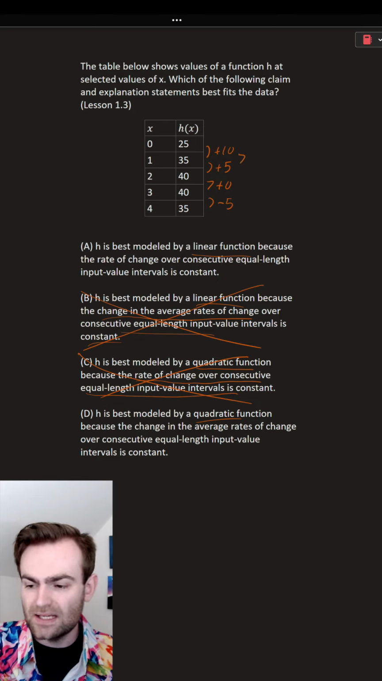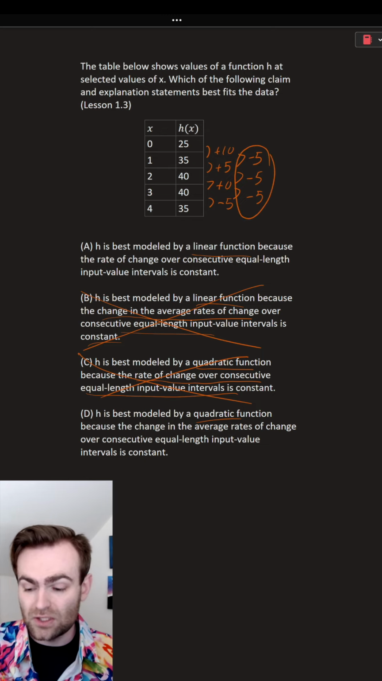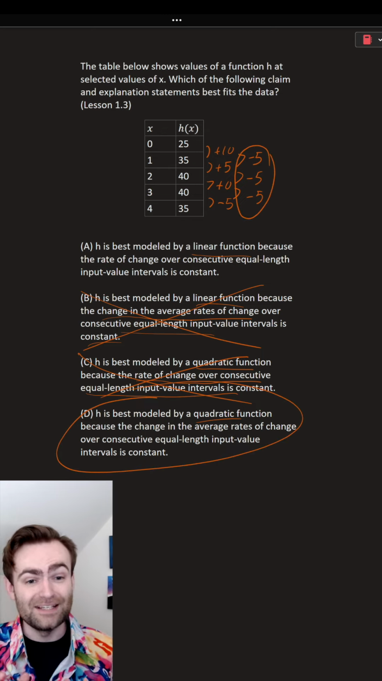Now the change between 10 and 5 is minus 5. The change between 5 and 0 is minus 5, and the change between 0 and minus 5 is, well, you guessed it, minus 5. So the change of the change is constant, which means this is a quadratic function. So D is the correct answer.